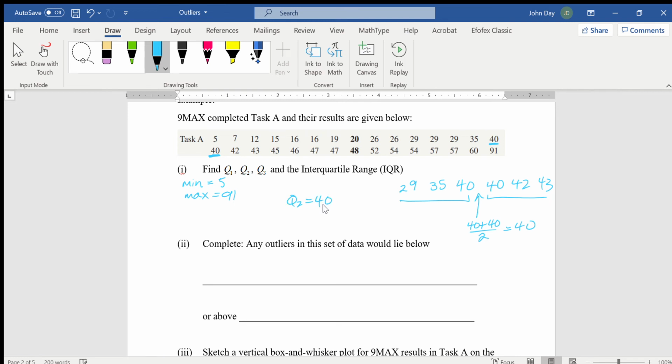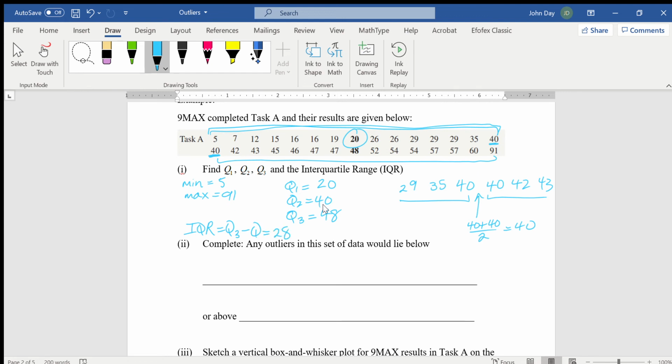When you work out the lower quartile, you take that whole top group there, and you can see that 20 is in the middle of it. So the lower quartile is 20. And you take that top group and find what's in the middle of that, and the answer is 48. So that's Q3. So the interquartile range is Q3 minus Q1, the upper quartile minus the lower quartile. 48 minus 20, it's 28.